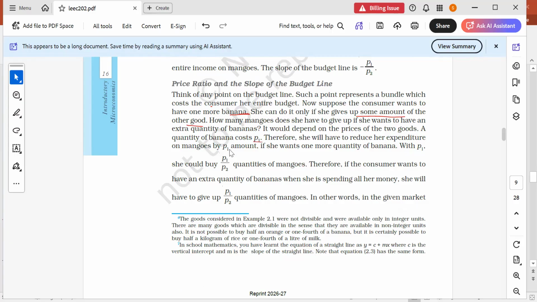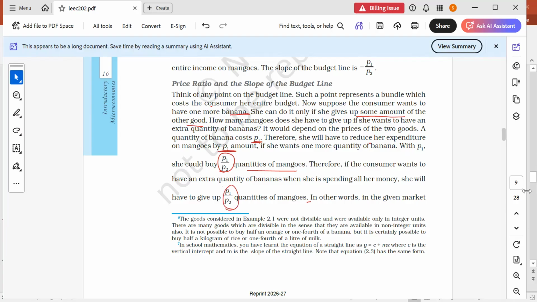So a quantity of banana costs P1. She has to reduce her expenditure on mangoes by P1 amount. So if she wants one more quantity of banana, she would give up P1 by P2 quantities of mangoes. Therefore, if the consumer wants an extra quantity of bananas while spending all of her money, she will have to give up P1 by P2 quantities of mangoes.